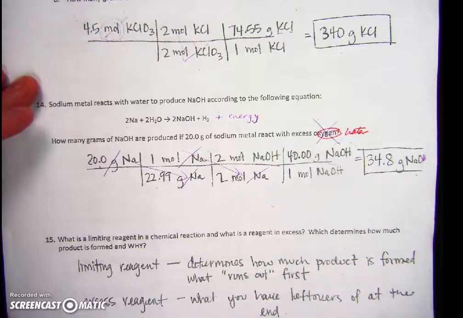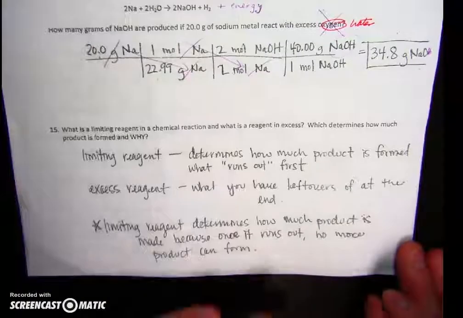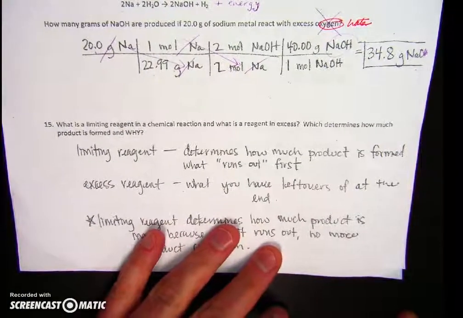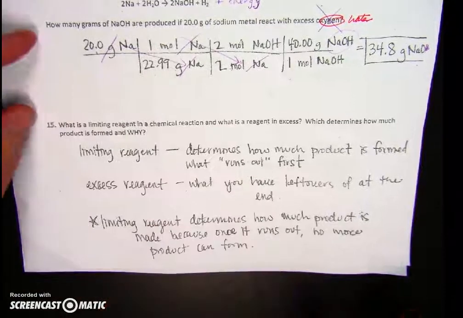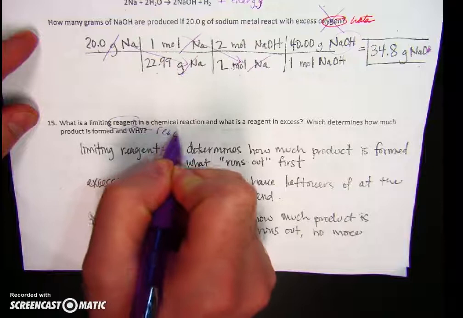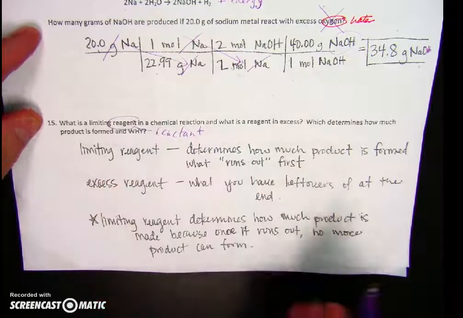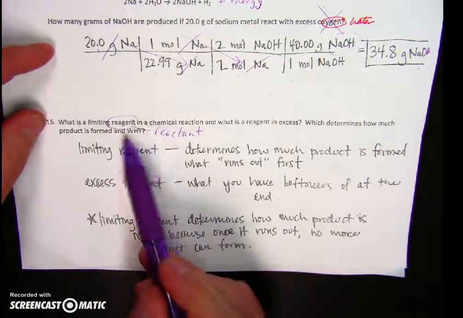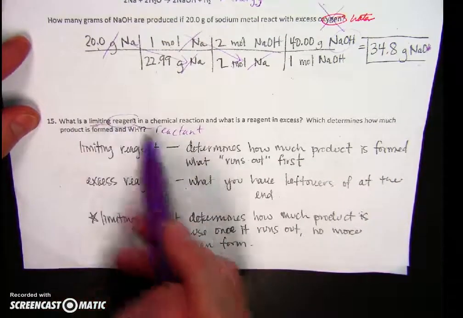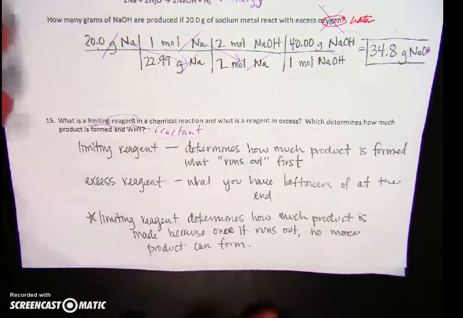The last problem on this page, question 15, asks us, what is the limiting reagent in a chemical reaction, and what is a reagent in excess? You know, reagent in this sense is just another word for reactant. Historically, it was called the limiting reagent. Typically today, unless we're talking about it in this specific context, we call them reactants, but they're really the same thing.